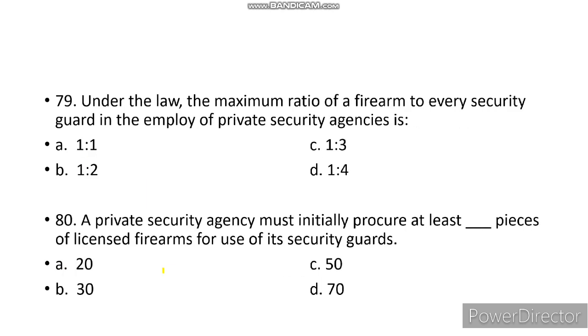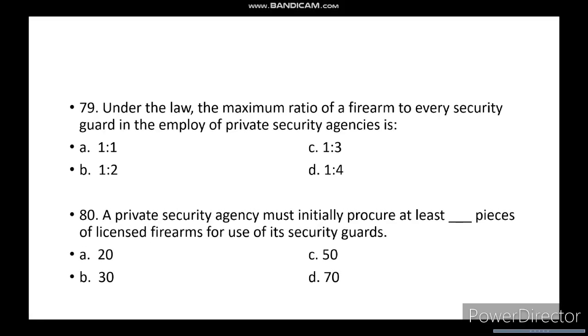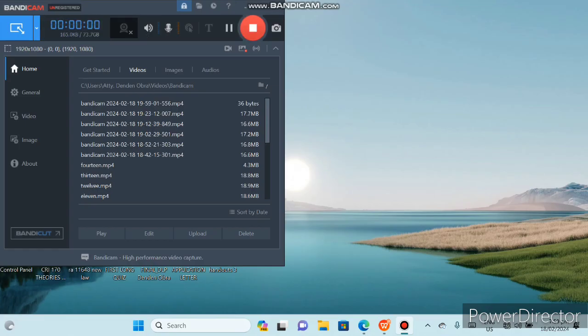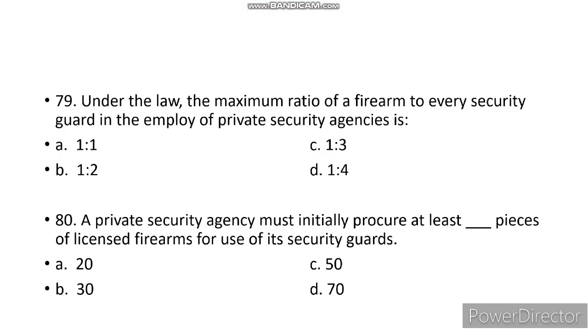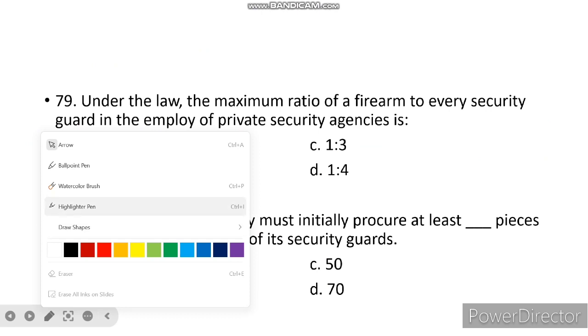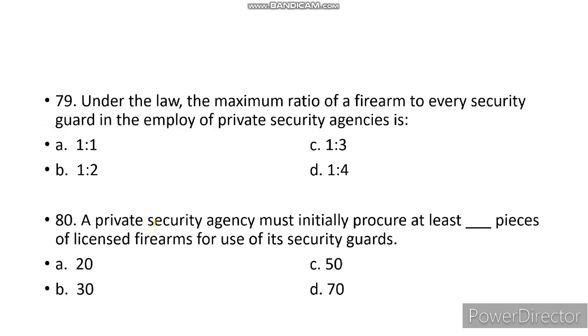79. Sa ilalim ng batas. Wala bang sa ibaba? Above the law. Iba yun. No one is above the law. So, under the law, the maximum ratio ng firearms to every security guard na ini-employ sa isang private security agency ay ano? Ano ang ratio? That's B. 1:2. So, isang firearm, dalawang private security guard. Balik tayo sa 79. So, under the law, the maximum ratio of firearms to every security guard employed in private security agencies is that's B, 1 is to 2.